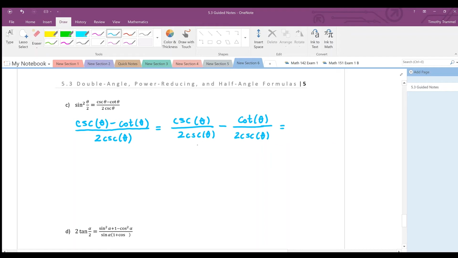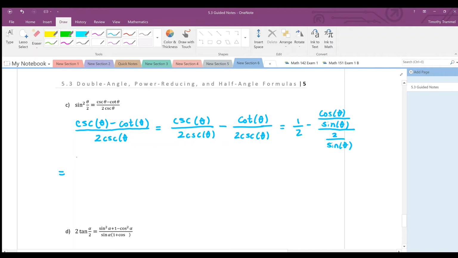And if we do this, you can see over here, all we're going to be left with is a 1/2. But this one here, we'll want to rewrite in terms of sine and cosine. So cotangent of theta is cosine of theta over sine of theta. And then this is all over 2 times cosecant of theta. So that's 2 times 1 over sine of theta.